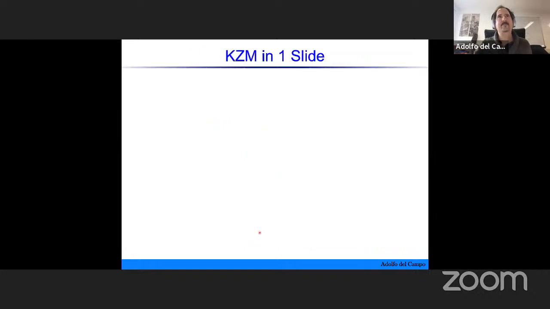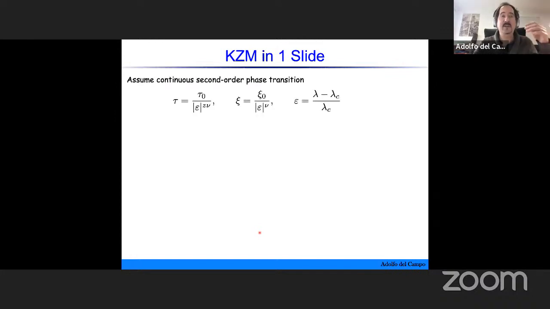I will just try to present how this power law emerges. It's very simple. The key ingredient is you just assume you have a continuous phase transition and look at the divergence of the equilibrium relaxation time and the correlation length as a function of the distance to the critical point, where lambda is the control parameter, which has some critical value. You define this dimensionless ratio, and essentially you start from these scaling relations.